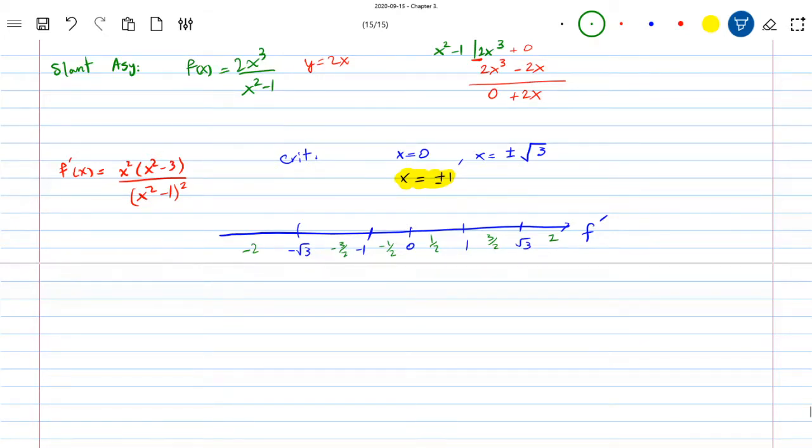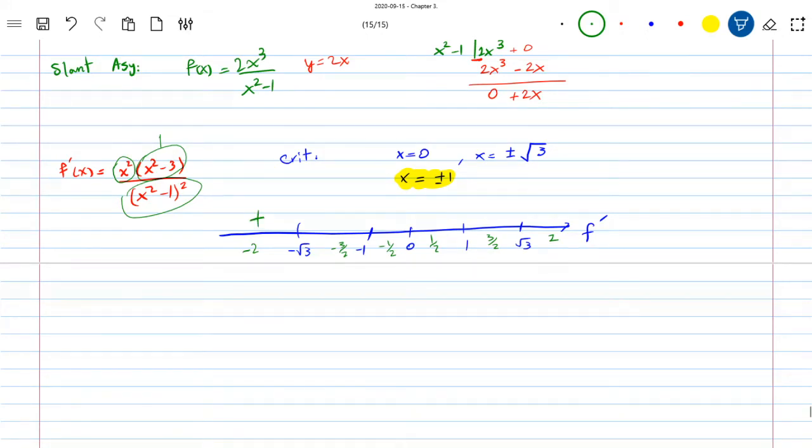If you replace negative 2, by the way, the denominator is always squared, so it is positive. You just need to figure out the sign of the x squared minus 3 term. If you replace negative 2 there, you'll get 4 minus 3, which is 1, so this would be positive.